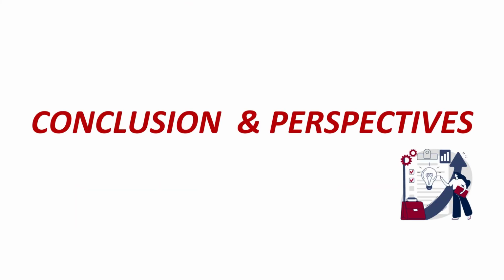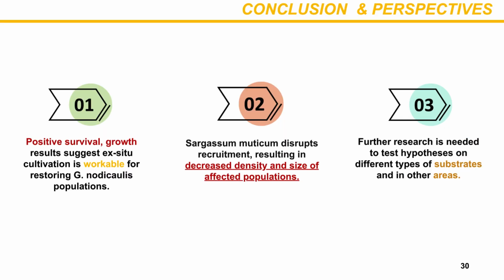And to conclude, positive survival and growth results suggest that ex situ cultivation is workable for restoring Gongolaria nadicalis populations. Sargassum muticum disrupts recruitment, resulting in decreased density and size of affected populations, and further research is needed to test on different types of substrate and in other areas.